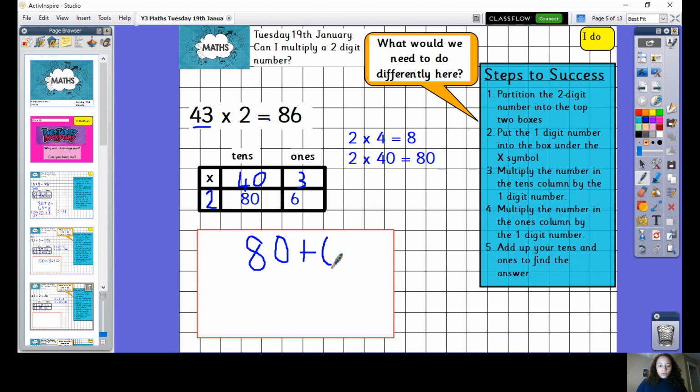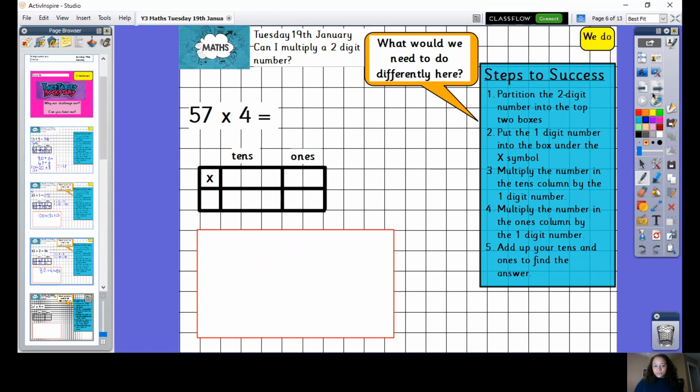Now, once again, you are more than welcome to work this part out mentally, because obviously I can see that this isn't really a method we would use sandwich method for, but if you feel like you need to and it helps your understanding, then of course you may. Okay, so 80 plus 6 I know will give me 86. There we go. Okay, let's try the next one.